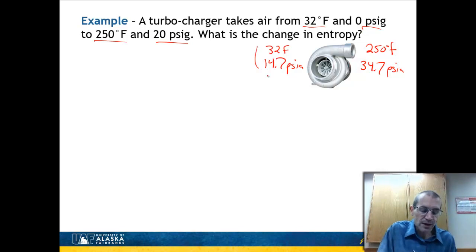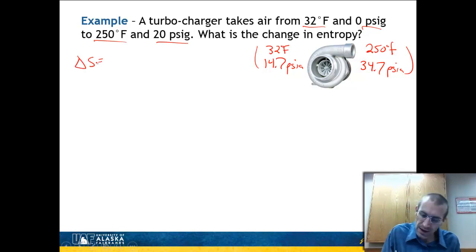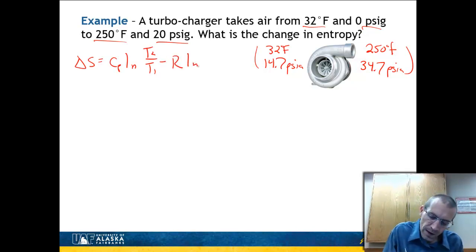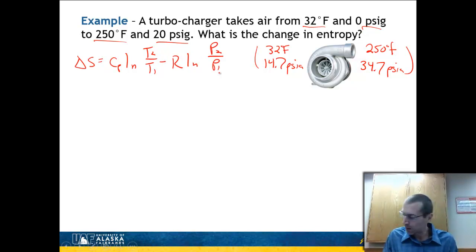So I've got two inlet conditions and two outlet conditions of pressure and temperature, and those are independent. So I can determine what my change in entropy is using those values. This is 250 degrees, which is not necessarily real large, so let's just assume that Cp is a constant for now. And so we can say that delta S is equal to Cp ln of T2 over T1 minus R ln of P2 over P1. Right? So let's put our values in there.